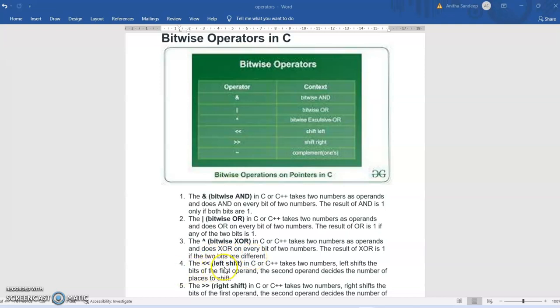Next is bitwise left shift. So this left shifts the bits of the operand, and the second operand decides the number of places to shift. So again, it is done on the integer data. Right shift is just the opposite. It shifts the bits to the right by inserting zeros from the left.